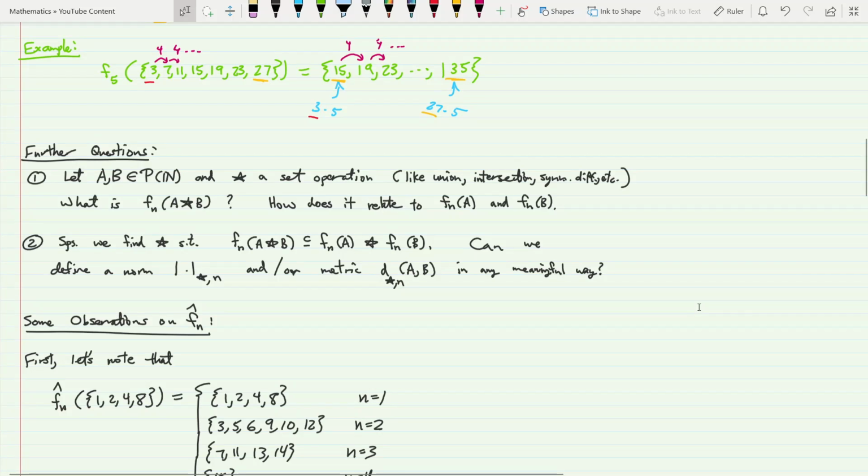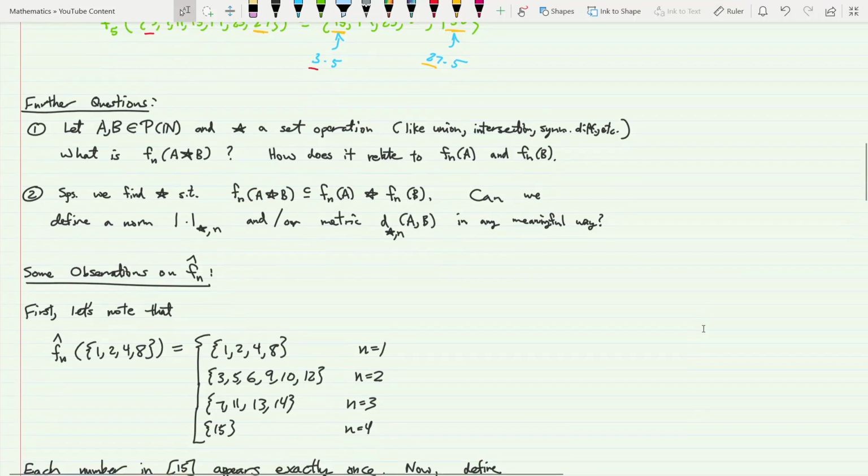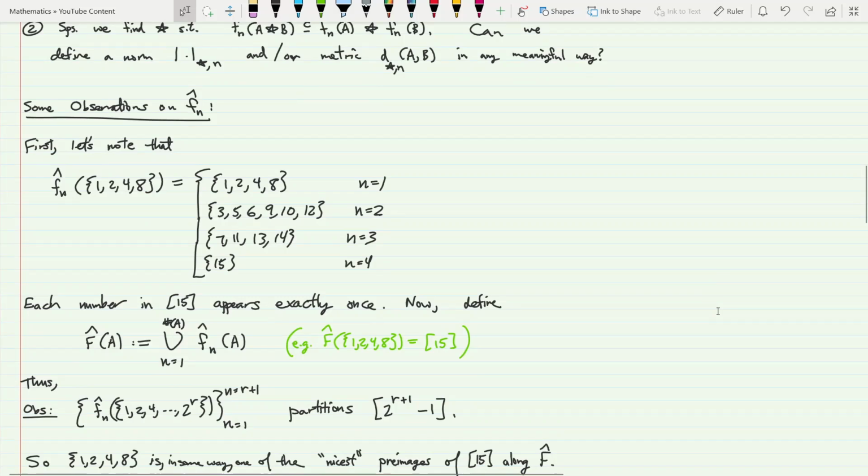There are some other obvious questions, more structural questions. What is fn of a star b, for star being something like union? And how does it relate to fna and fnb? Maybe it's something like in 2 here, where you have this inclusion. I'm not sure. And then maybe you can start to set up some analysis by defining a norm. I didn't really think through this. It's just something that might be true and looks kind of like the triangle inequality. And also what happens with multiplicities, what happens in the limit, and so on.